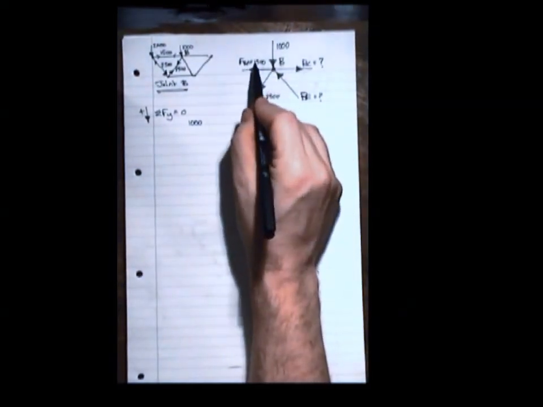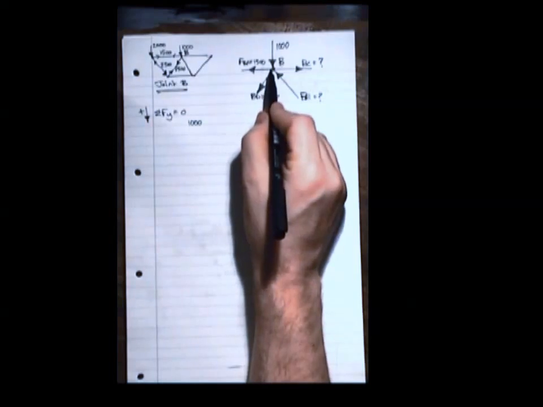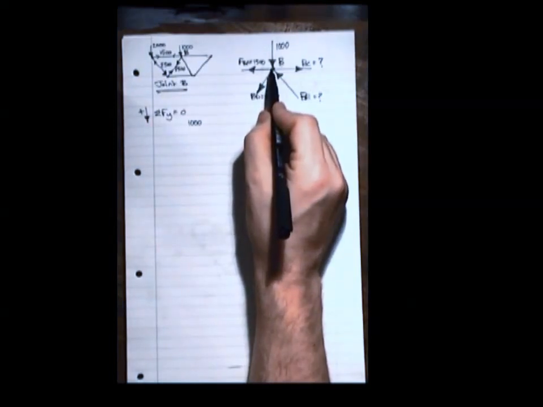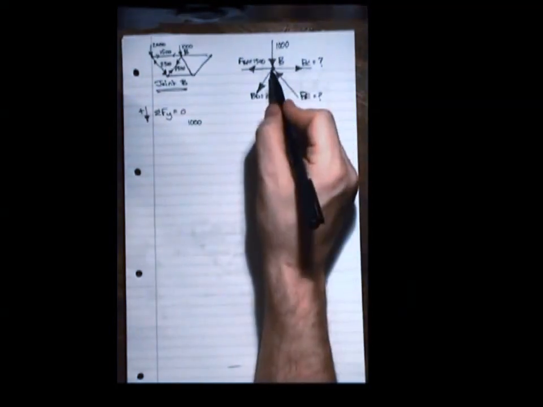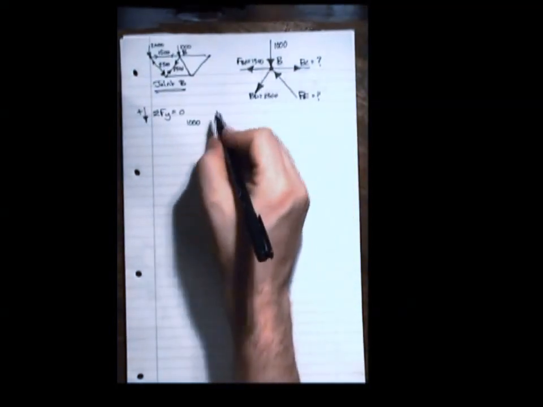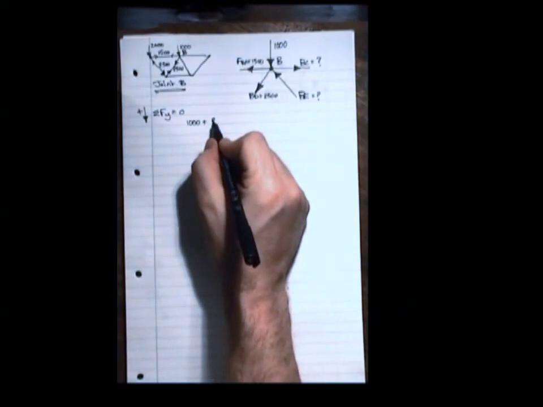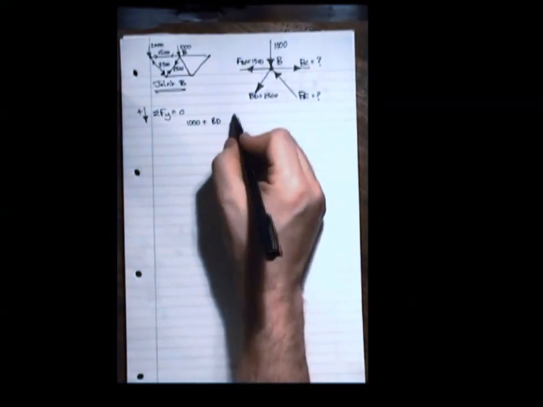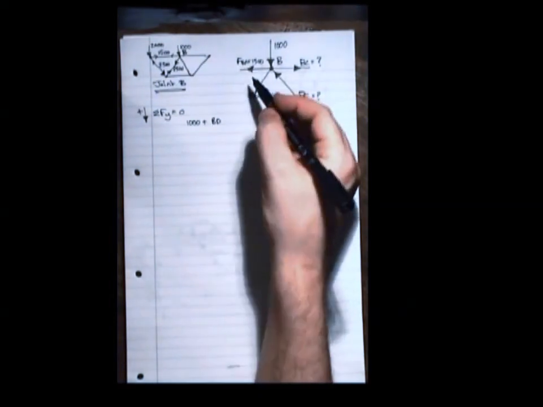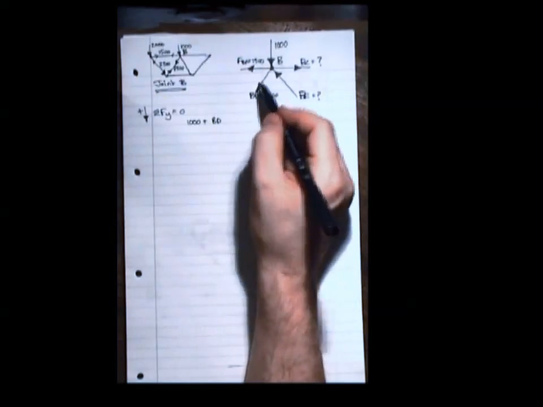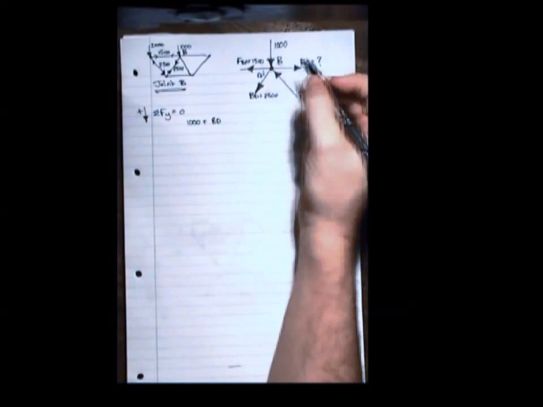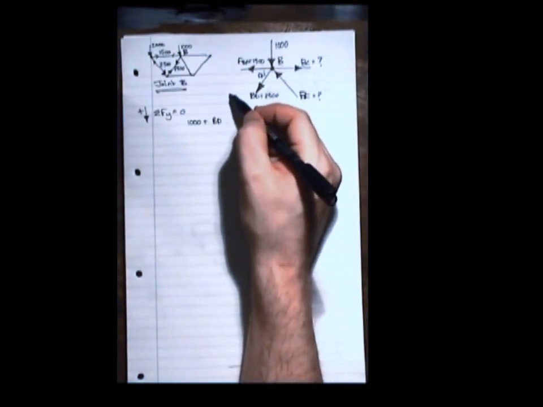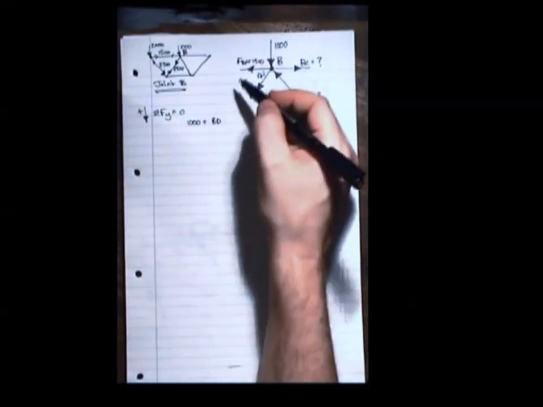We've got 1,500, but that's purely horizontal, so we ignore that. BC is also horizontal, so we ignore that. So let's look at this force here, that's heading downwards, so it's plus BD. And how much of that BD is acting? Now this is our angle, 53.13 again. So I'll draw this out.